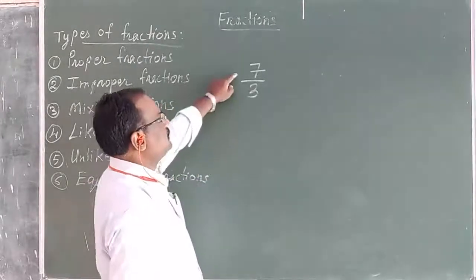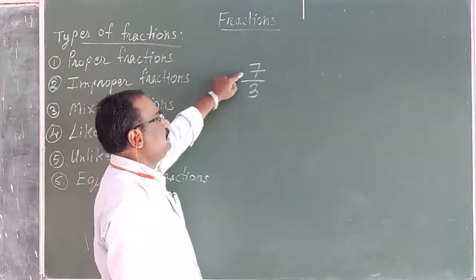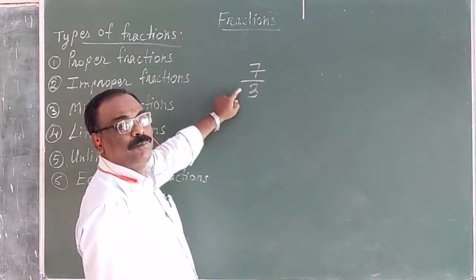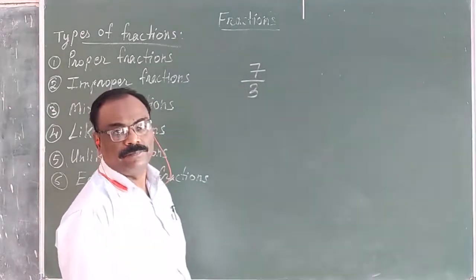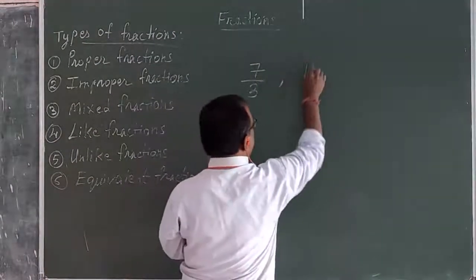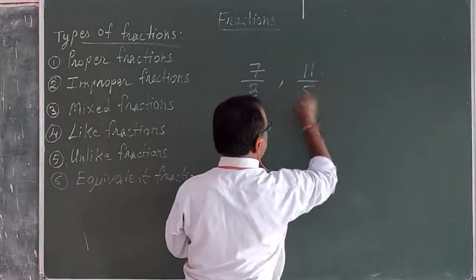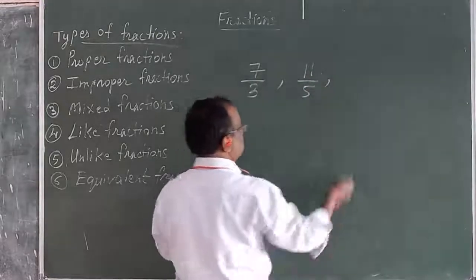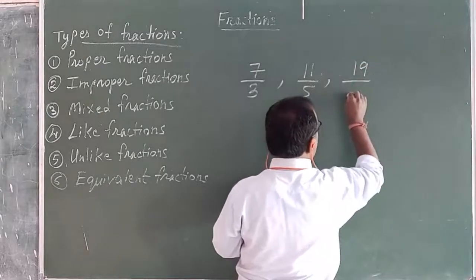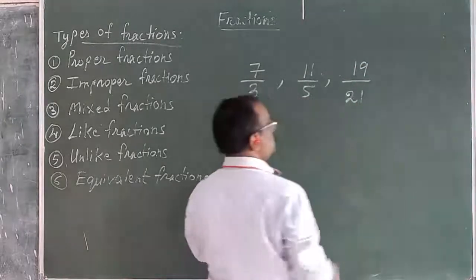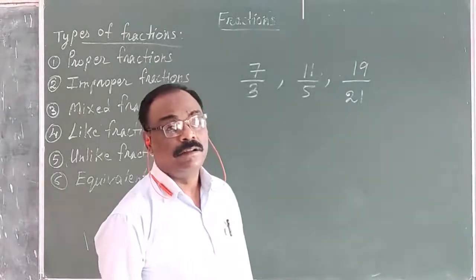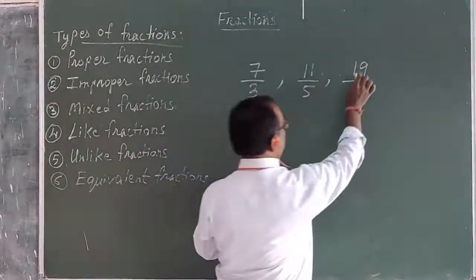Like I have written 7 by 3. Now you can see that 7 is more than 3. So this is an improper fraction. Or when I write here 11 by 5. So this is an improper fraction. Or I write here 19 by 21. So this is an improper fraction. 19 is, no, this is not an improper fraction.